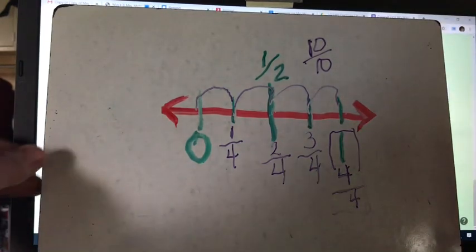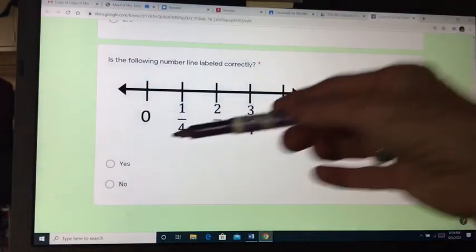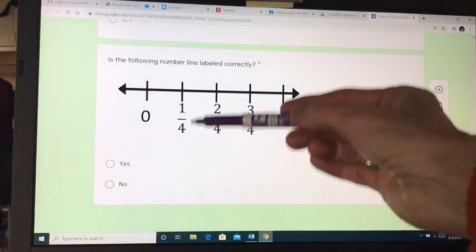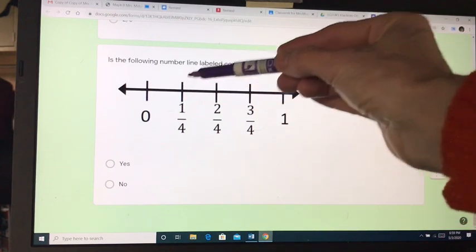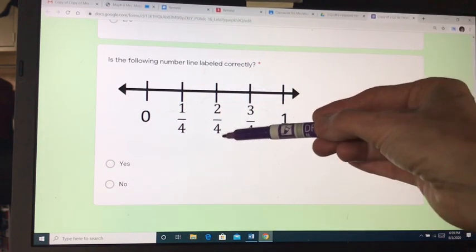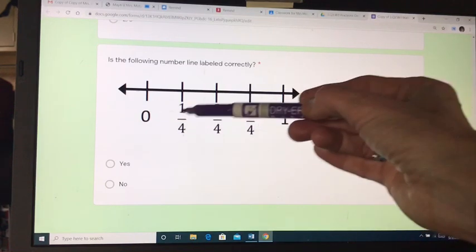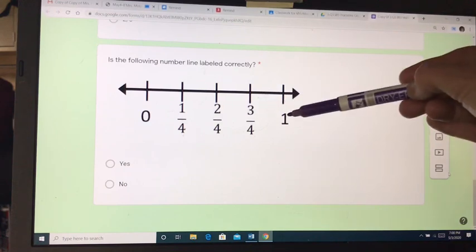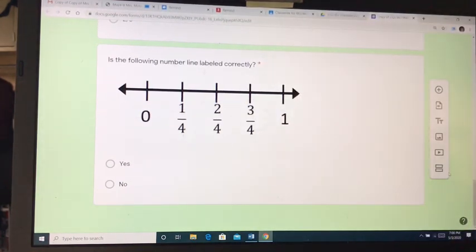So the answer is yes. Yes, they did label this correctly. They have 1, 2, 3, 4 jumps. Their denominator's 4. And then you just count like normal, 1, 2, 3. And then I'd have 4/4 as 1 whole. So the answer is yes.